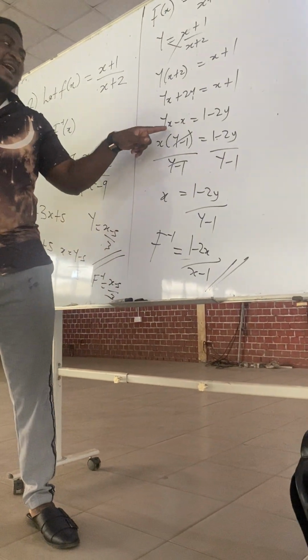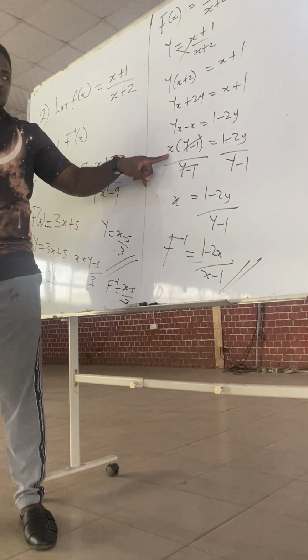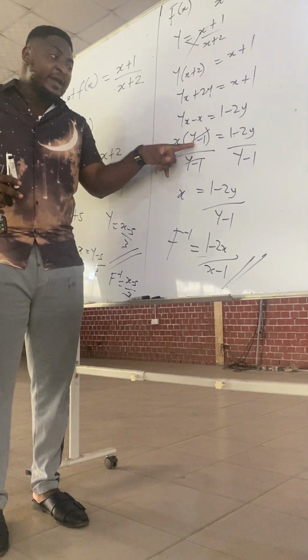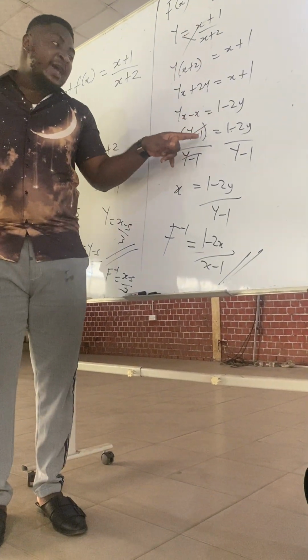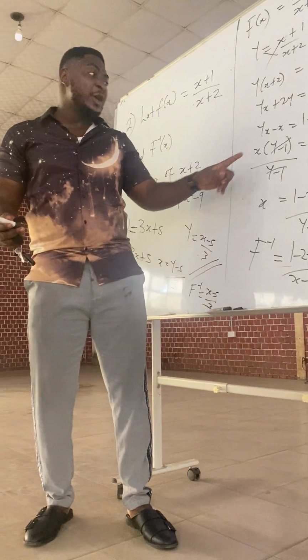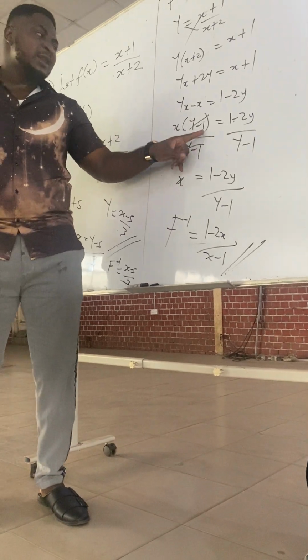At this point, class, I need x to be separate. So I'll factorize x from yx minus x. x is common here. If I bring out x, what's left here? 1. When you have successfully factorized and you expand, you still have this back. x times y, yx. x times minus 1, minus x.